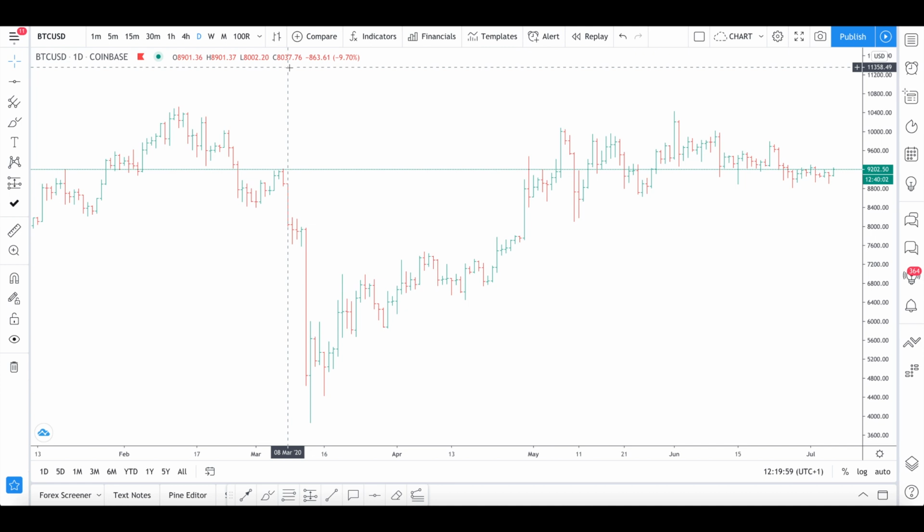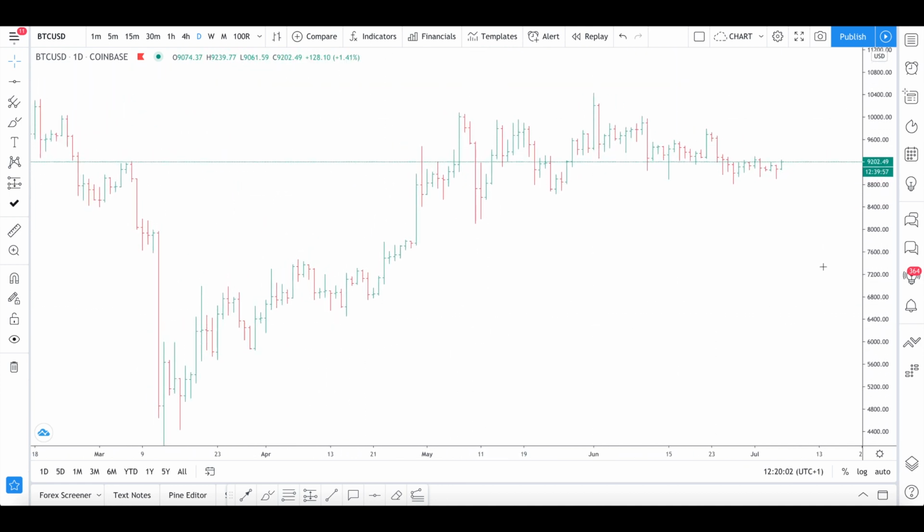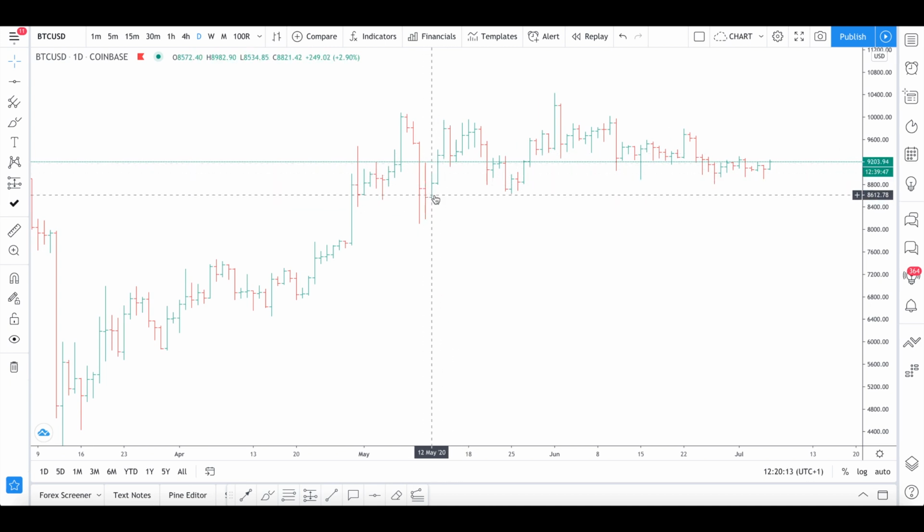Moving to the bars, as you can see in this chart, there is the opening, the close. When it's green, the open is below and the close is up, and when it's red, the open is above and the close is below.